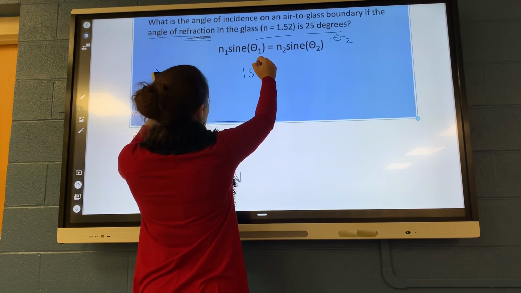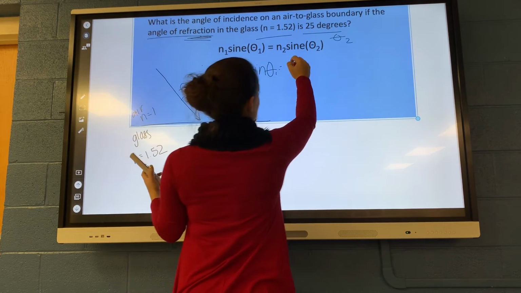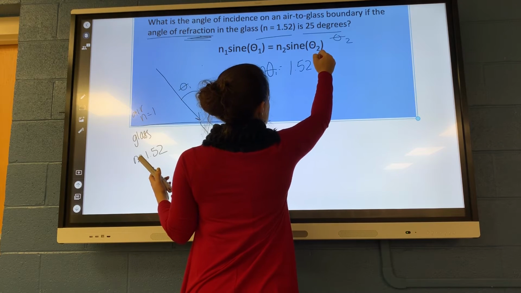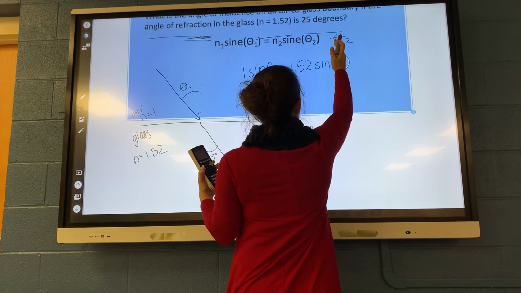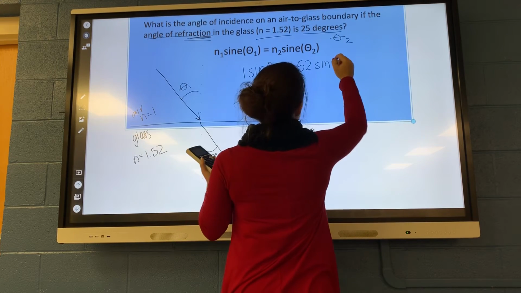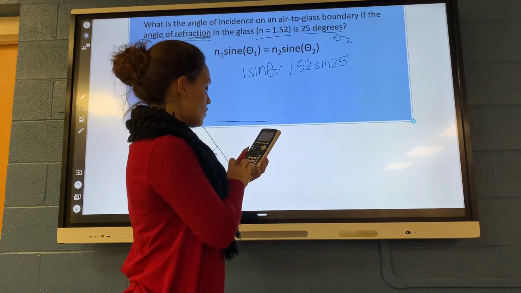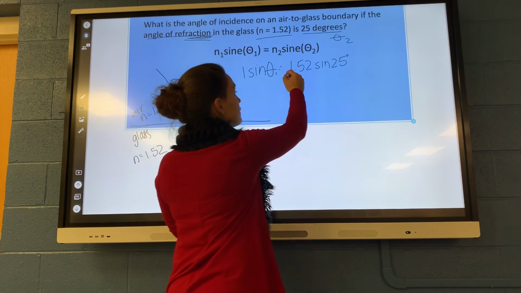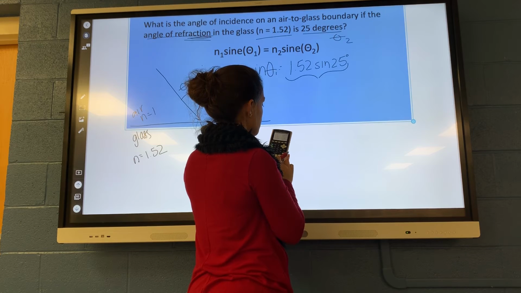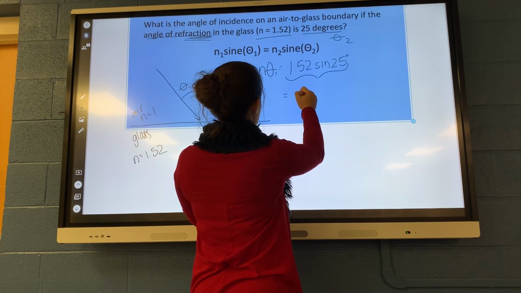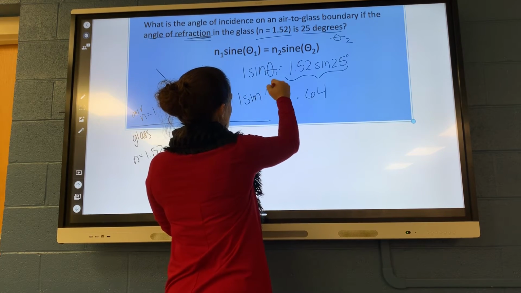So n equals 1. 1 times the sine of angle 1 equals n2, which was 1.52, times the sine of angle 2, which we know is 25 degrees. So 1.52, we're going to simplify this side. 1.52 times the sine of 25 equals 0.64.